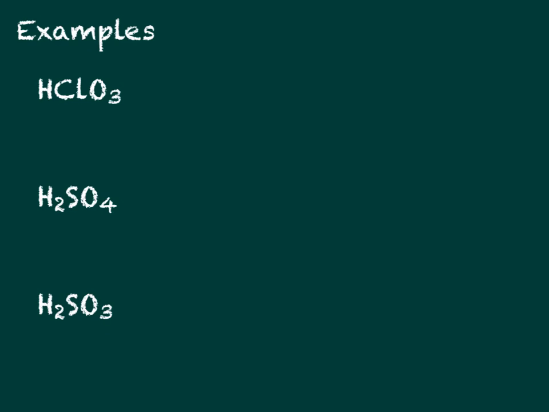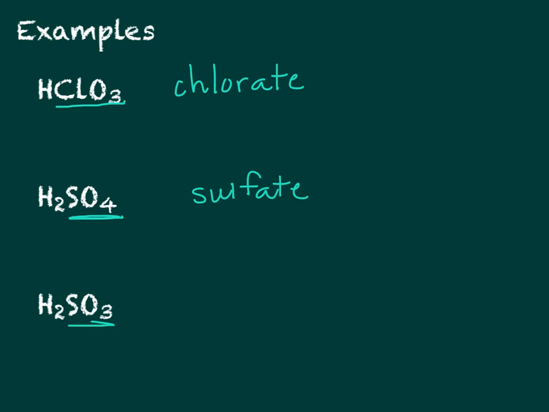Here are a few more examples. HClO3. ClO3 is the ion chlorate. H2SO4. SO4 is the polyatomic ion sulfate. And H2SO3, SO3 is the polyatomic ion sulfite. Take a few minutes to answer these problems. Name these acids and then come back to check your answers.